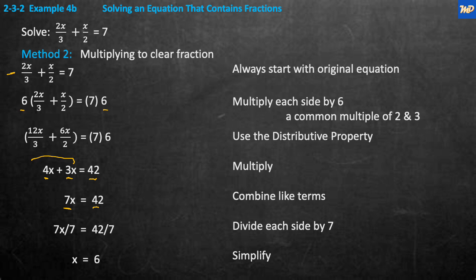Now we have to divide both sides by 7 using the division property of equality. So we're going to say 7x divided by 7, that'll give us an x right here, is equal to 42 divided by 7, which is 6. And you see we got the same answer as last time.